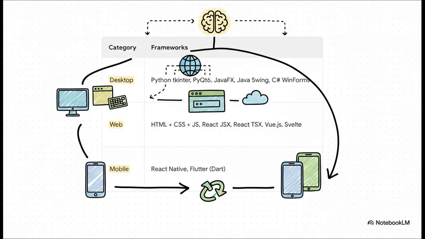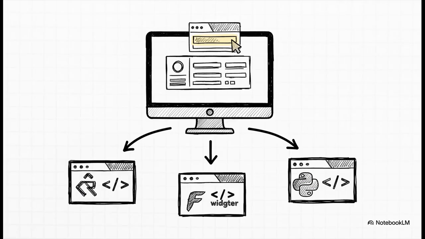For desktop apps, you've got Python Tkinter and C# WinForms. For the web, you have everything from basic HTML and CSS to modern stuff like React, TSX, and Svelte. And for mobile, it supports React Native and Flutter. So, just picture this. You perfect your design one time in the Visual Builder. Then, with a single click of a drop-down menu, you can instantly see the code for React. Then you click again, and boom, you have the code for Flutter. Click again, there it is for Python. No rebuilding, no retranslating. It's just seamless.